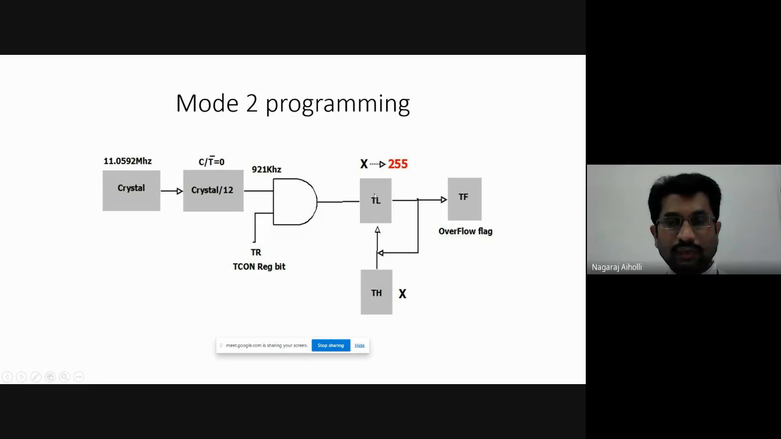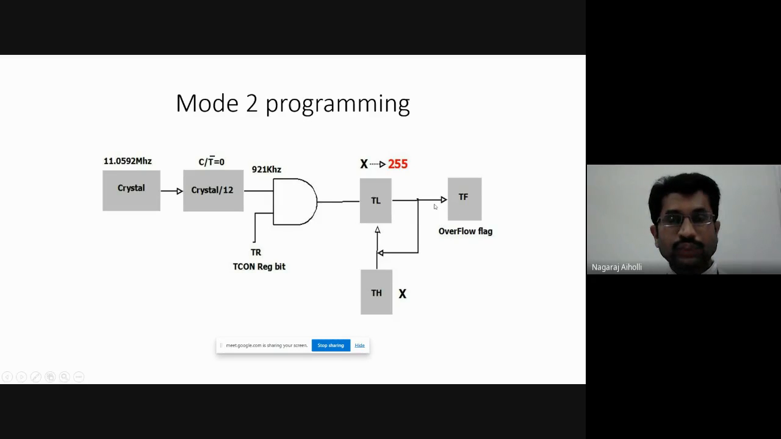From that value, it goes up till 255. After 255, it will come back to 0, so it will reset to 00. Once it is reset, the starting value whatever is there in TH is again copied into TL, and again it will count from that starting value to FF or 255. When it overflows or rolls over from FF to 00, the overflow flag will be set. This I have explained while explaining the timer modes.